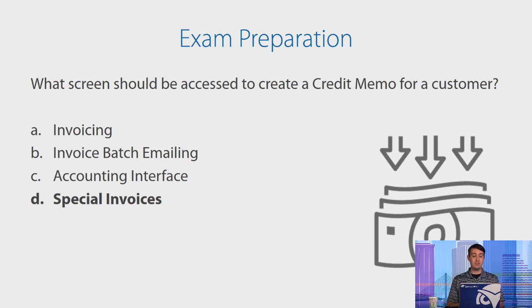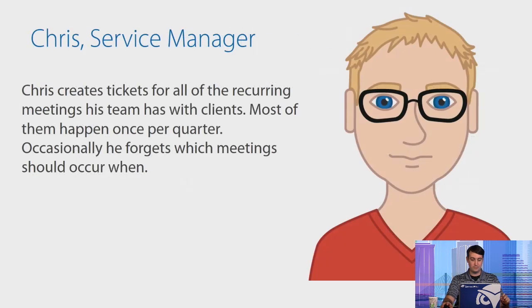Accounting interface is where we send the invoices from Manage over to your accounting package, and then the special invoices are where we create those unique invoices such as credit memos, down payments, and miscellaneous invoices. Okay, now with the review out of our way, let's go ahead and dive into some of our automation content.